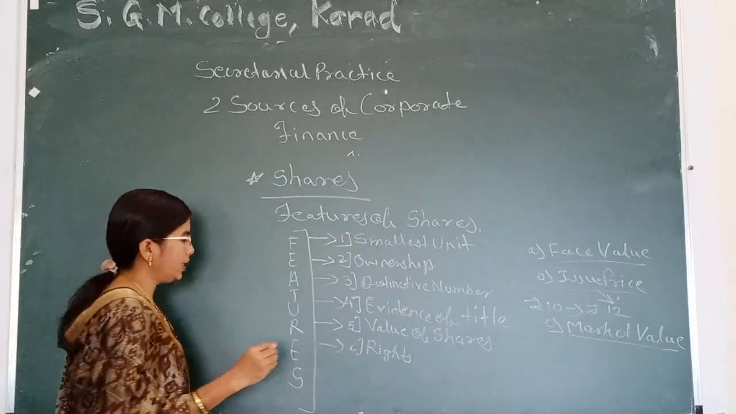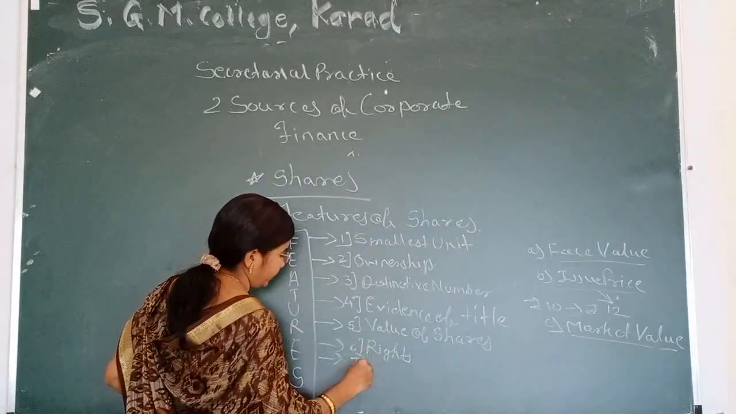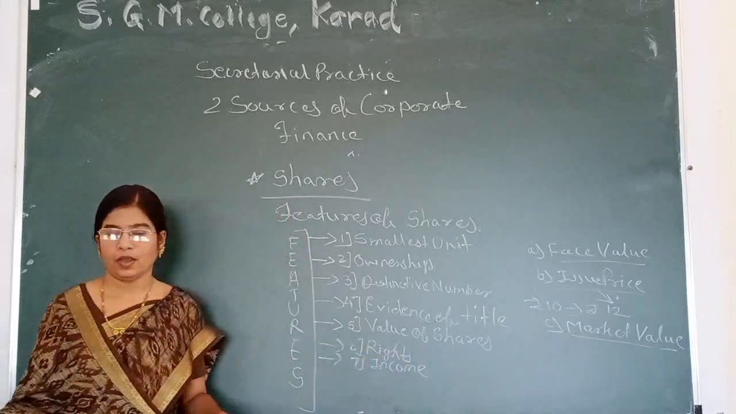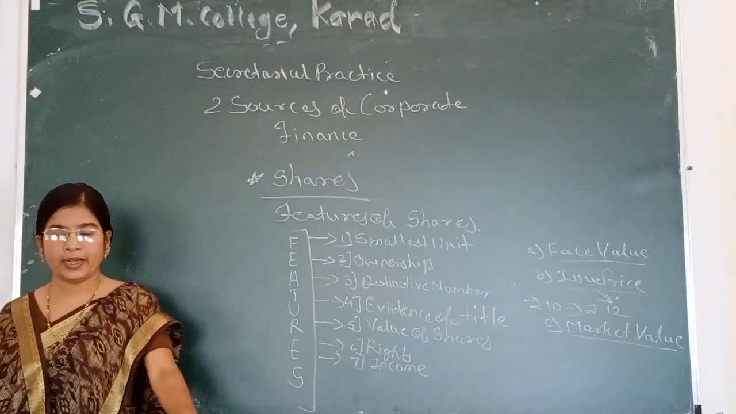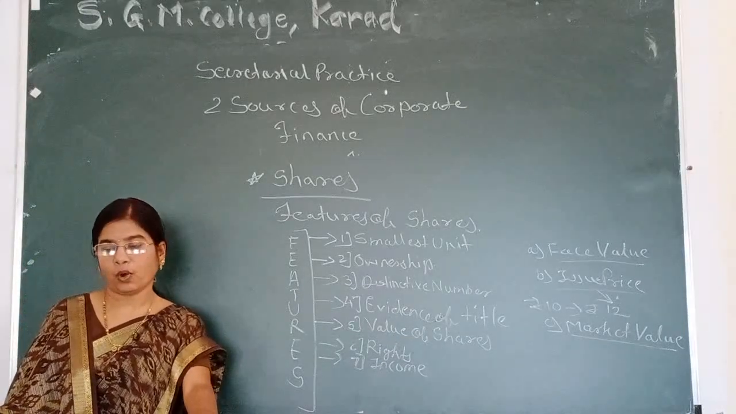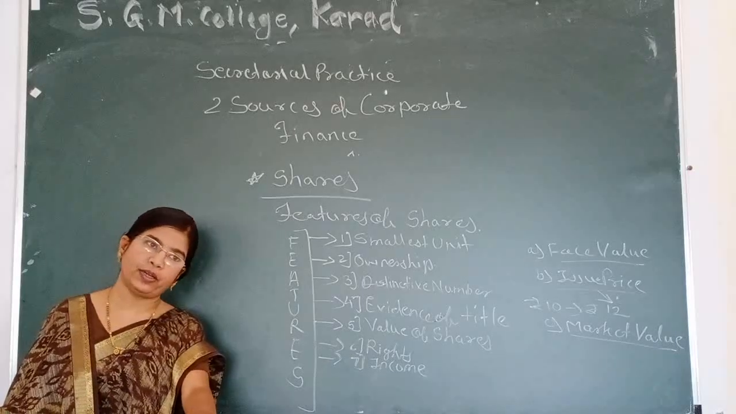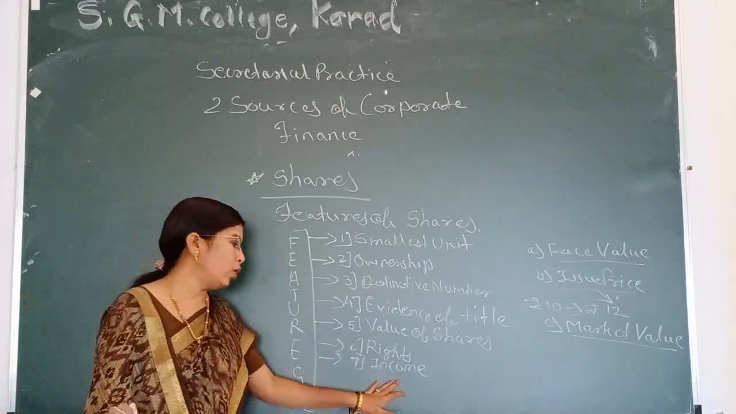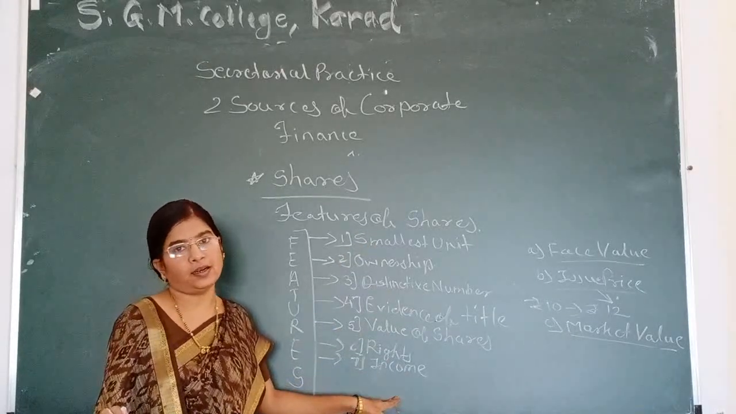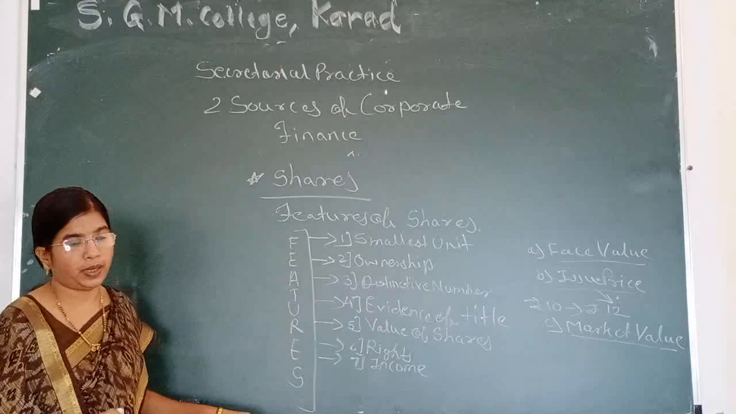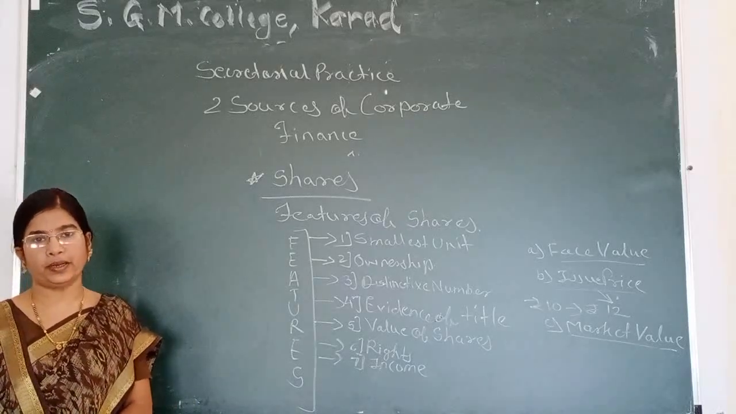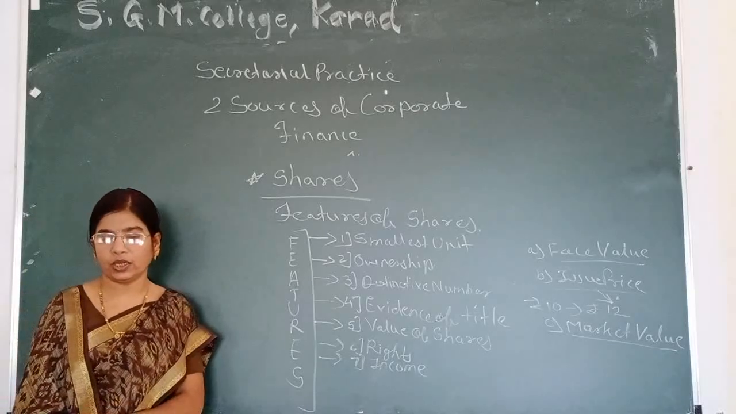Next feature is income. A shareholder is entitled to get a share in the net profit of the company. It is called dividend. Income for a shareholder means a person who purchases shares gets a dividend as income on his investment. So every shareholder gets dividend when the company makes profit in that particular year.